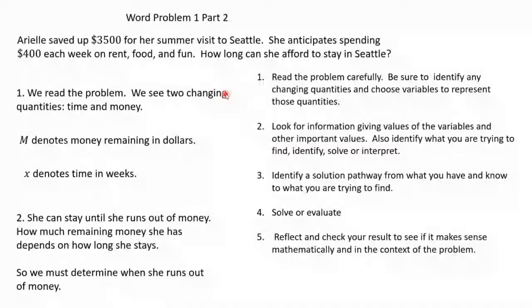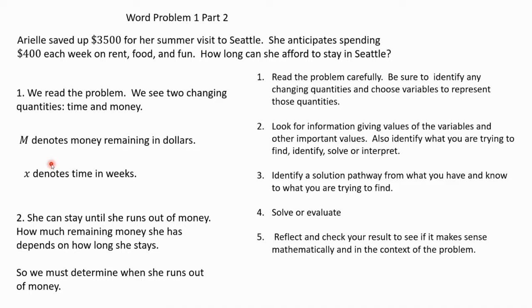Now, what are we trying to do? We want to know how long she can afford to stay here, right? Well, she can only stay until she runs out of money. Once she runs out of money, she has to leave Seattle and go back to her hometown, wherever that is. So we want to know how long she can stay until she runs out of money. In terms of our notation, we want to know when capital M is 0. M is how much money she has, right? So initially, M is going to be $3,500, and we want to know when M is 0. That's what we're trying to figure out.